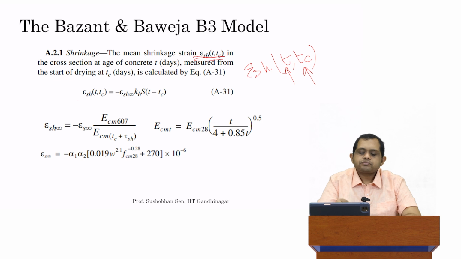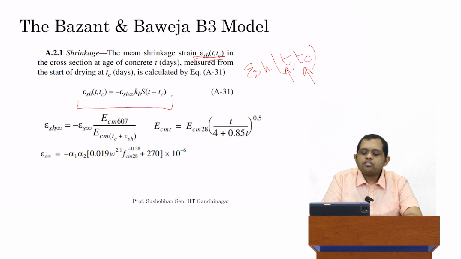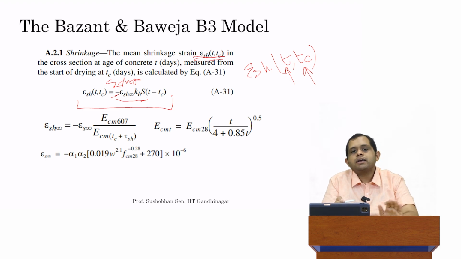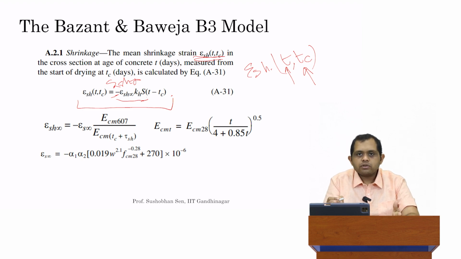We'll talk about that. The basic assumption of the model is as follows: the shrinkage strain can be decomposed as some constant component. This is what's written as epsilon SH infinity. Note that there is a negative sign here. This negative sign needs to be there. You should not forget to add this. So this epsilon SH infinity just says what the long-term shrinkage is. After a very long time after curing, what is the amount of shrinkage strain that would be developed? That's one part of the equation.